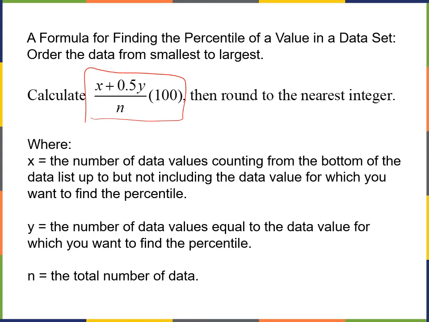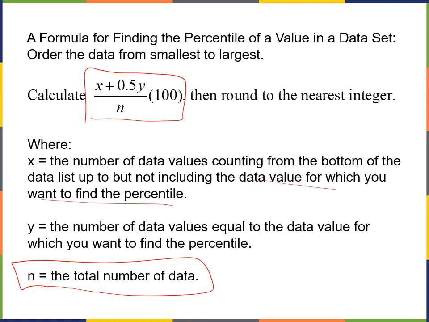So what does x, y, and n stand for? Well, n is the same n as we had previously. N would be the total number of data values that you have. X is the number of data values counting from the bottom of your data set up to but not including the data value that we're trying to find the percentile of. So this is, again, an important reason to have your data values listed in order. It's easy to count this. Count how many data values are less than the data value you're talking about. And then Y is the number of data values equal to the data value that we're looking at.